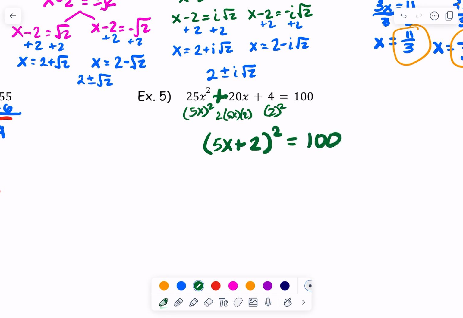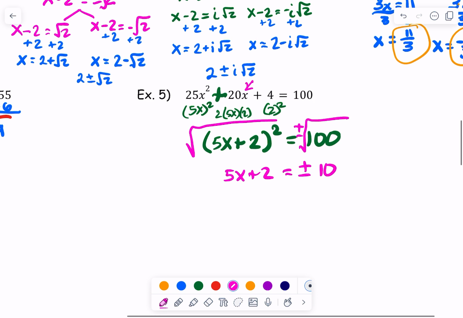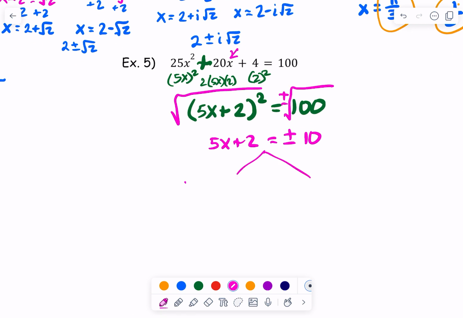So again, the hardest part of this problem is identifying that you have a perfect square. And when you're going to look for it is when you have the x term, right? So you have 5x plus 2 is equal to plus or minus 10. And that gives us our two cases. 5x plus 2 is equal to 10. And 5x plus 2 is equal to negative 10.